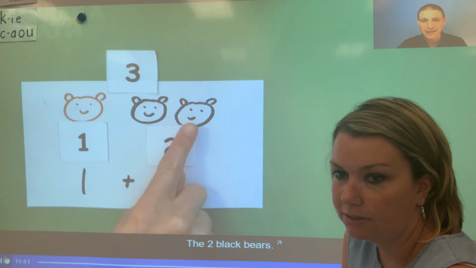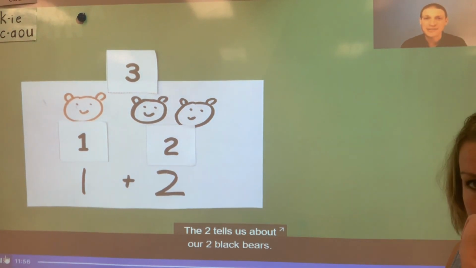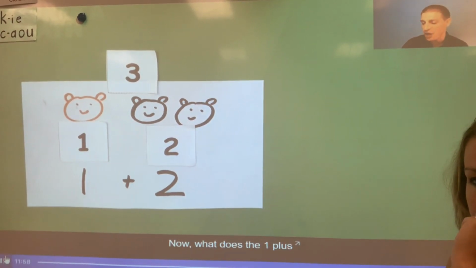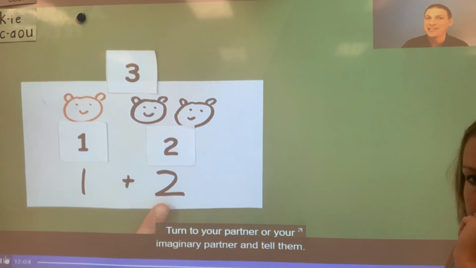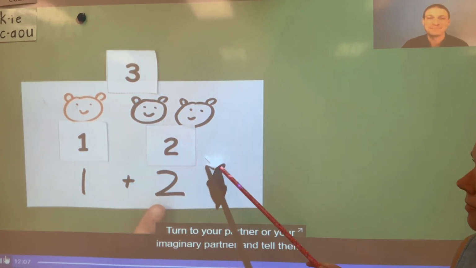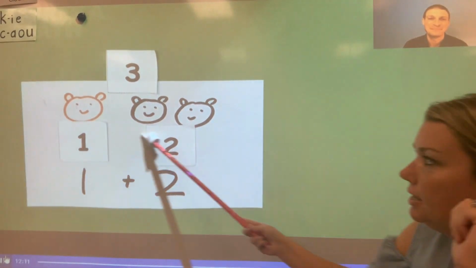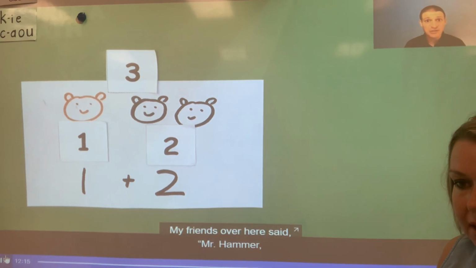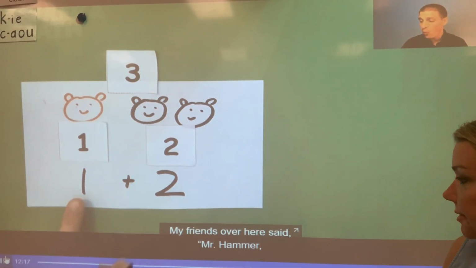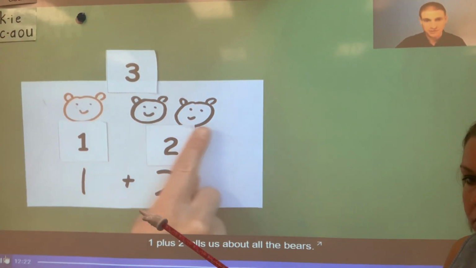The 2 tells us about our 2 black bears. Now, what does the 1 plus 2 tell us about? Turn to your partner or your imaginary partner and tell them: what does this 1 plus 2 mean? It tells us how many bears there are altogether. My friends over here said, Mr. Hammer, 1 plus 2 tells us about all the bears.